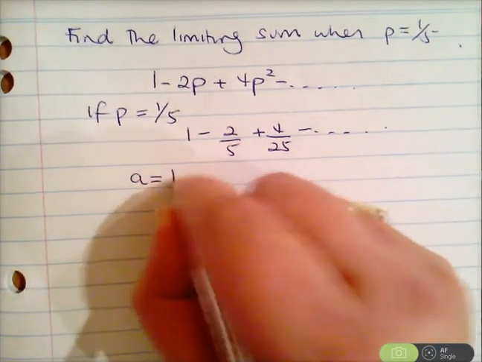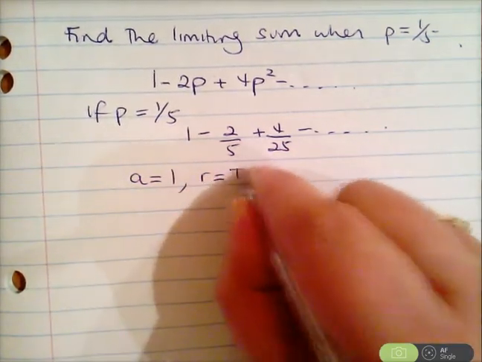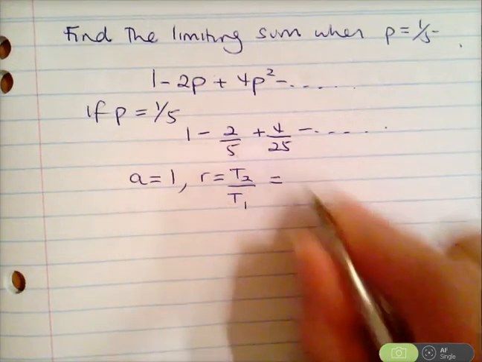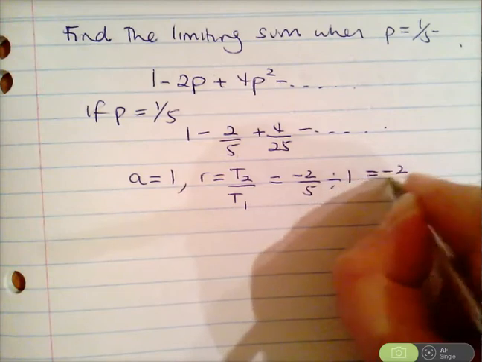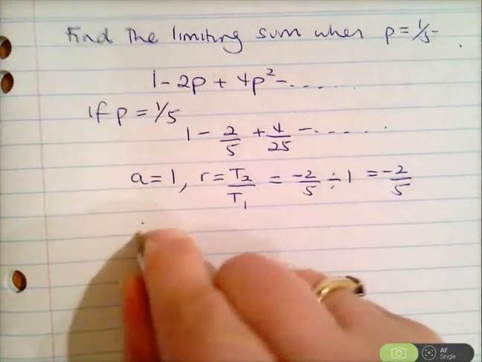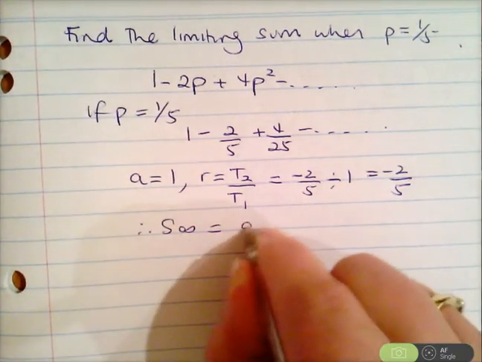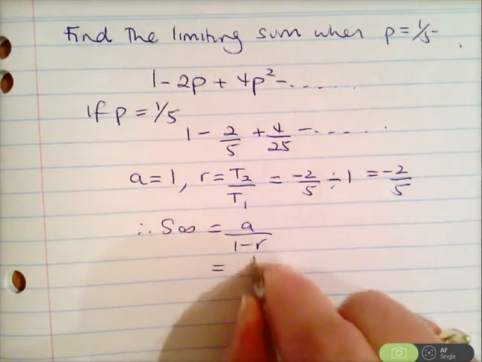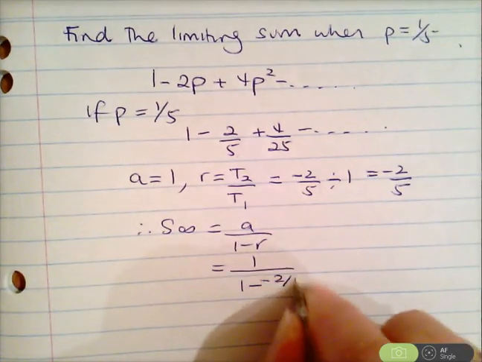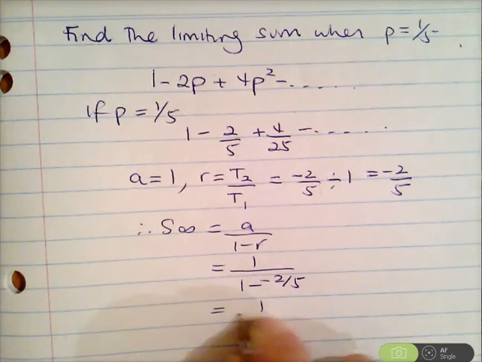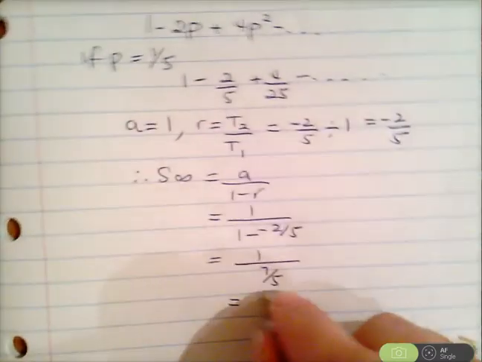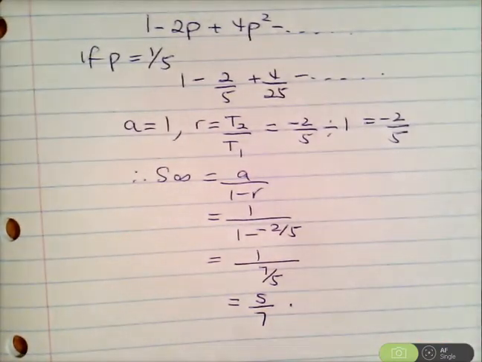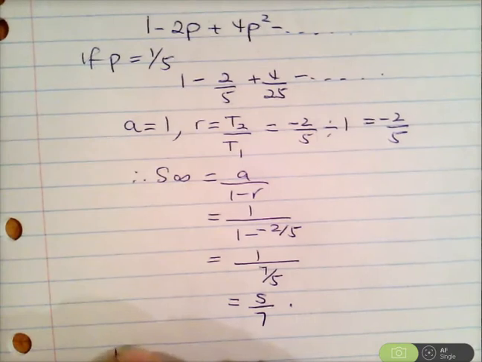Here we can see that a is 1, and that r is t2 divided by t1, which is -2/5 divided by 1, which is -2/5. So therefore, the sum to infinity is a over 1 minus r, which is 1 over 1 minus -2/5, which is 1 divided by 1 and 2/5, which is 7 over 5, which is 1 divided by 7 over 5, which is 5 over 7. Now that's the end of the examples.